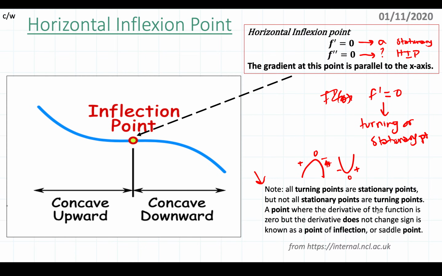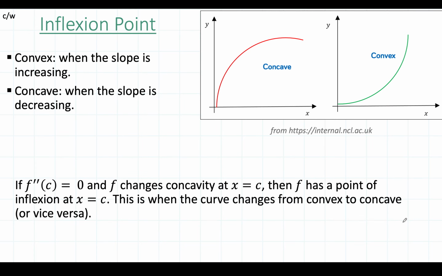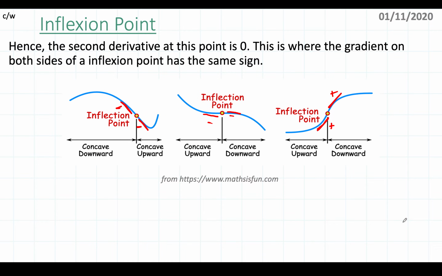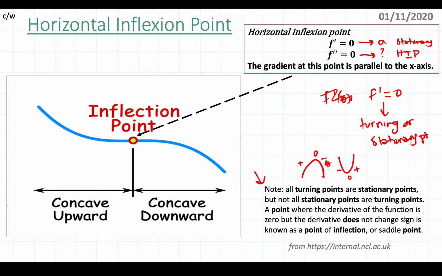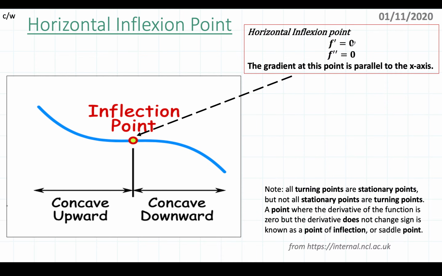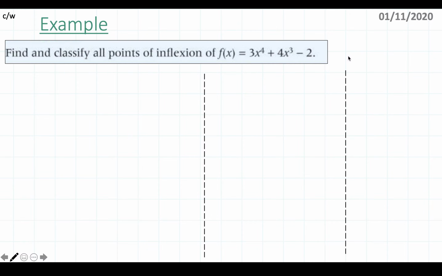So a point where the derivative of the function is 0, but the derivative does not change the sign, just like I showed in the previous slide, where the sign stays the same between the inflection points. So if the derivative is 0, but the sign doesn't change, we call it a point of inflection or a saddle point. So it is a stationary point, but it's also an inflection point. If all of this is confusing, just remember this bit where if the first derivative is 0 and the second derivative is 0, then it's a horizontal inflection point.